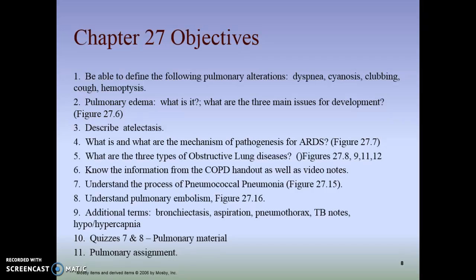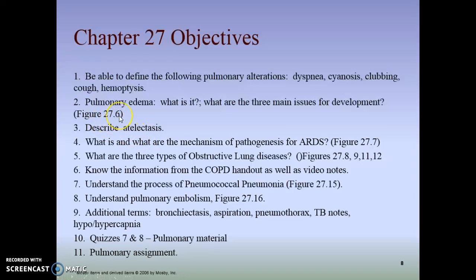All right, so then chapter 27 specifically, a nice list of objectives here. Objective 1 wants you to be able to define a variety of different pulmonary alterations: dyspnea, cyanosis, clubbing, cough, hemoptysis. Those are on basically one slide. Pulmonary edema is a big one, and then describing atelectasis.